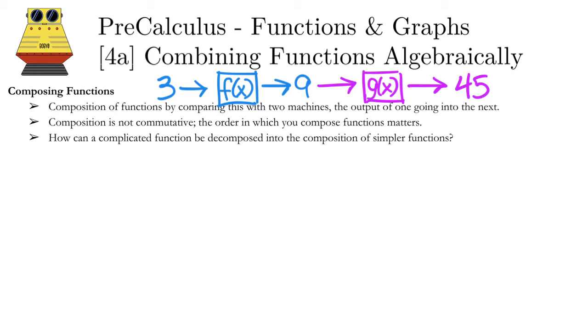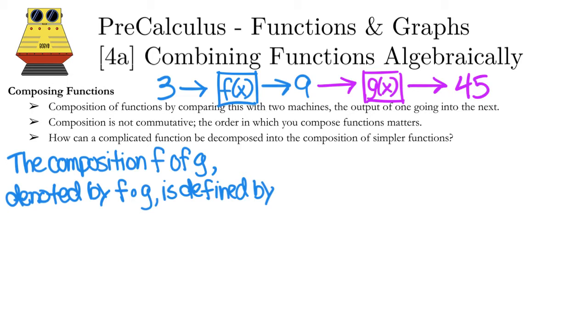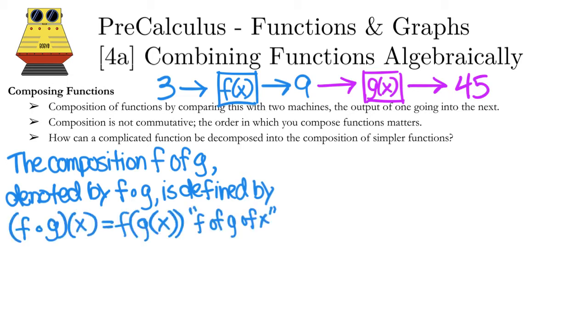Here's the definition of composition of functions. The composition f of g, denoted by f, this little o symbol, g, is defined by (f o g)(x) equals f of g of x, using parentheses. So we say f of g of x. When we do the example, that will be fairly straightforward, but the domain requires a little extra thought.